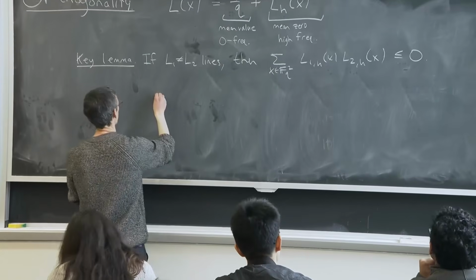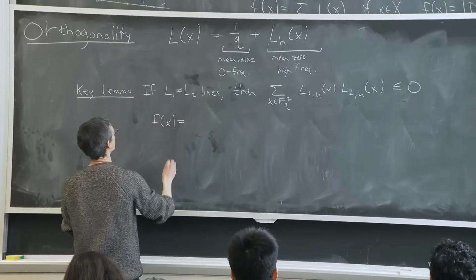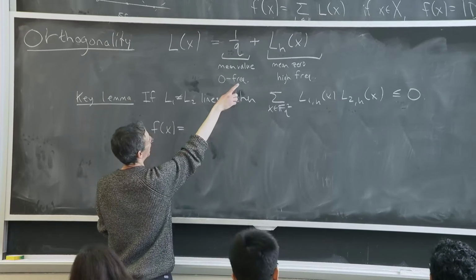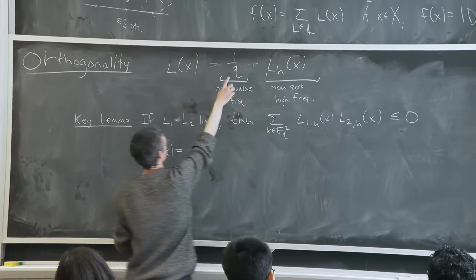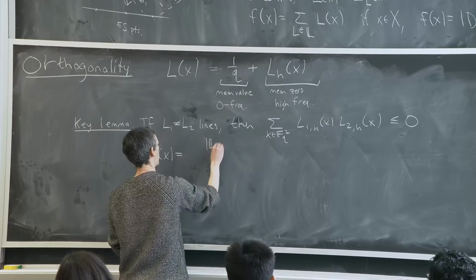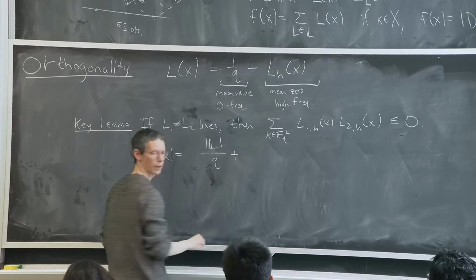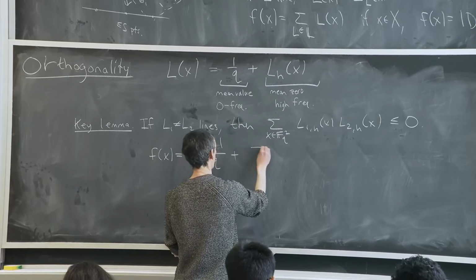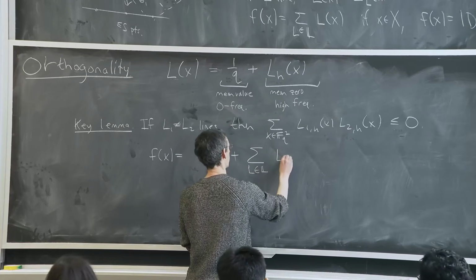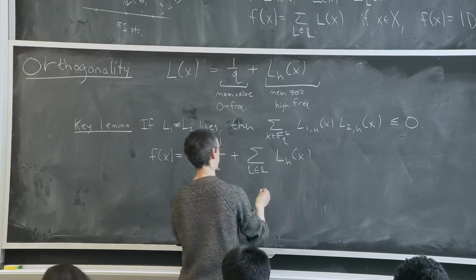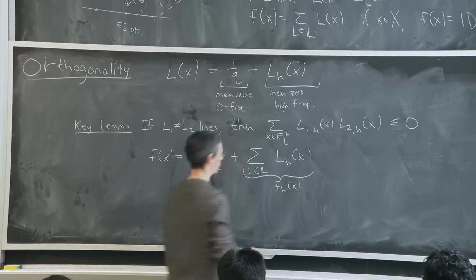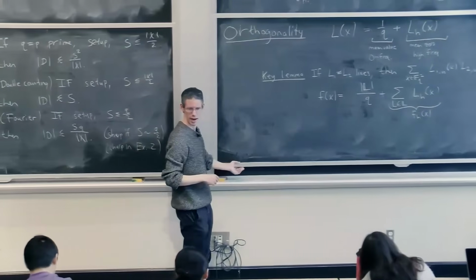Now, how does that help us? Well, let's think about f of x. F of x, remember, is the sum over all the lines in our set of lines of L of x. And so we can break it up this way also. When we add up the constant parts, we get the number of lines divided by q. And then we have to add up all the high frequency parts, so plus the sum over L in our set of lines of L h of x. This thing here is the high frequency part of f. I'll call it f sub h of x. For now, you can think of that as just a name.